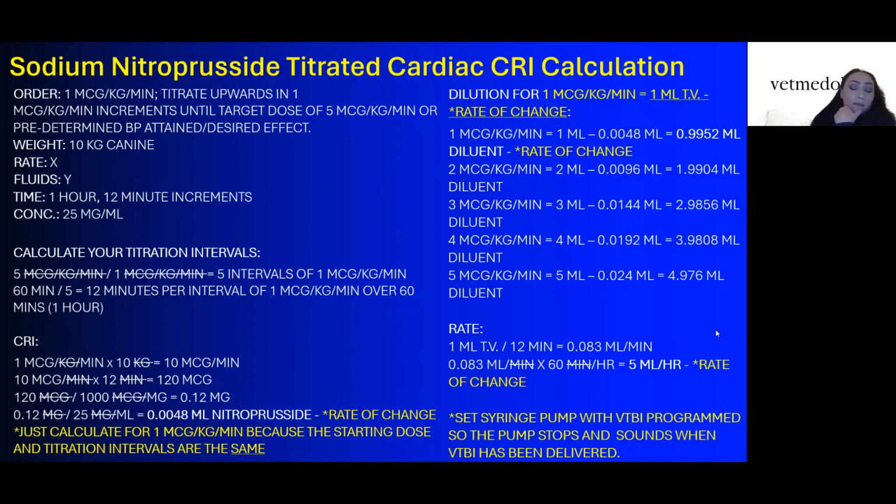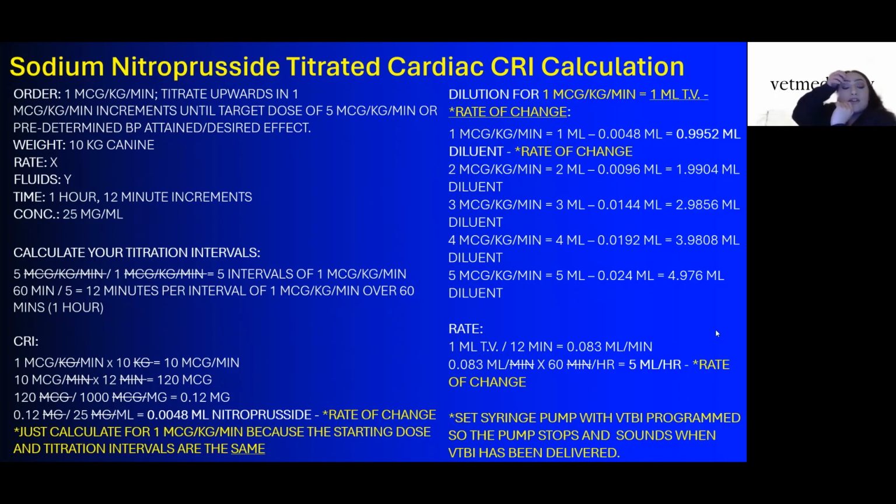So now we can go ahead and calculate our CRI. 1 mic per kg per minute times 10 kgs, 10 mics a minute, 10 mics a minute times 12 minutes, 120 mics. 120 mics divided by 1,000 mics per mg equals 0.12 milligrams. 0.12 milligrams divided by the concentration of 25 mg per mil equals 0.0048 mils nitroprusside. This is a rate of change.